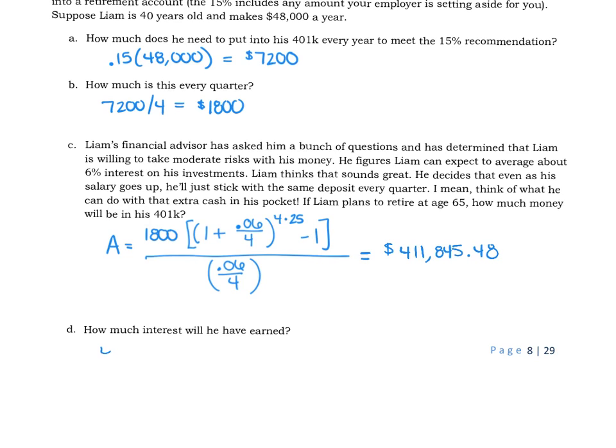Now, as for how much of that is interest, again, we're going to think about how much money he has in his account. That's $411,845.48. And we're going to subtract out what he actually put in. So he invested $1,800 4 times a year for 25 years. That means that of that $411,000 plus dollars in his retirement account, $231,845.48 of that is the interest that he earned.